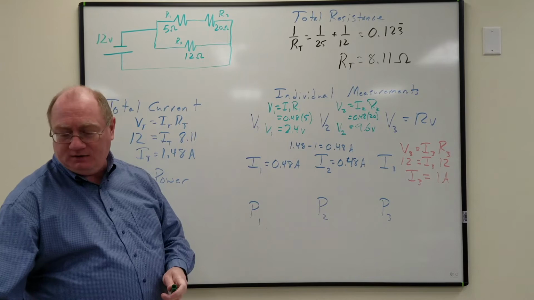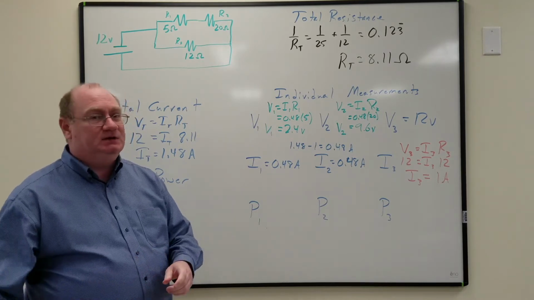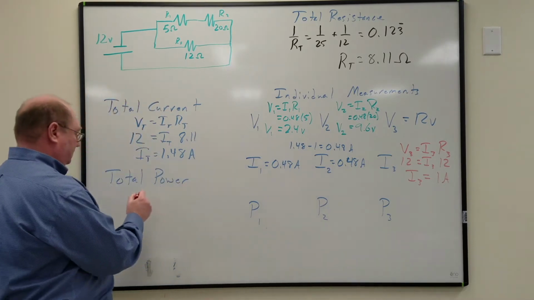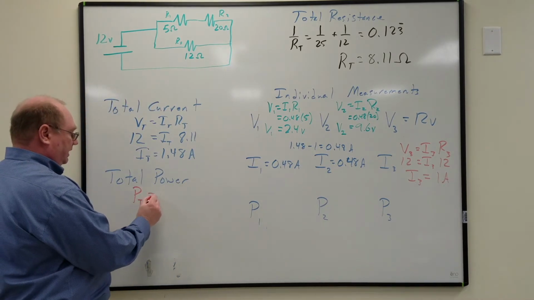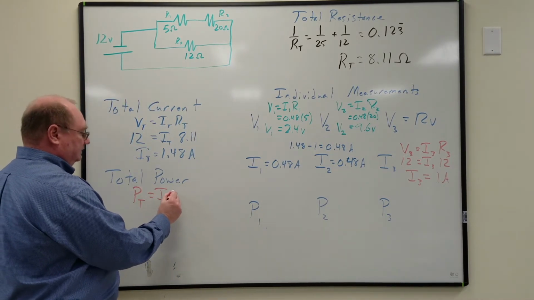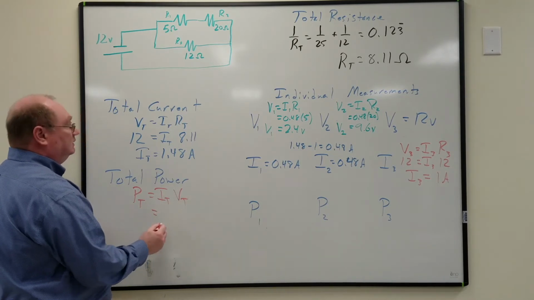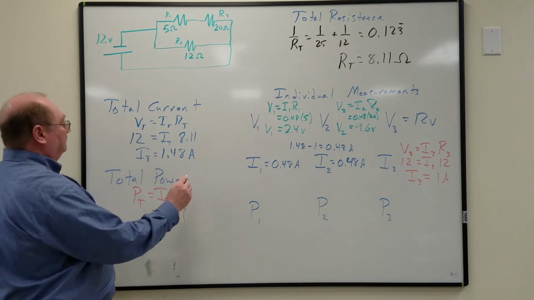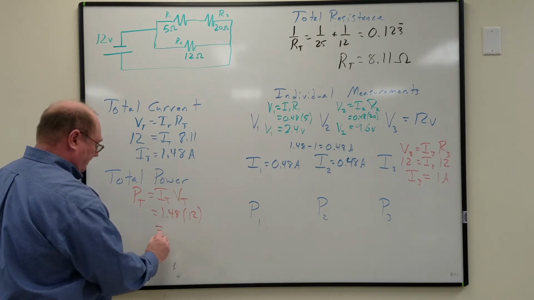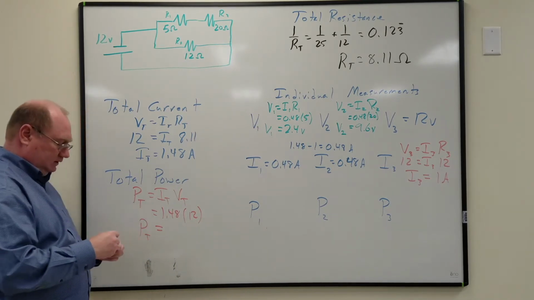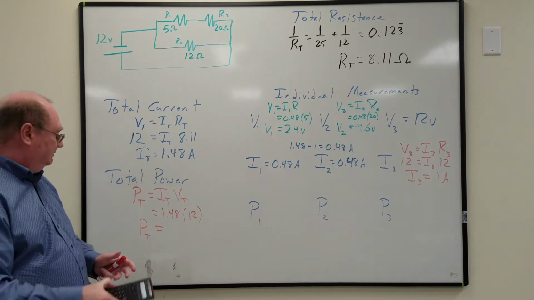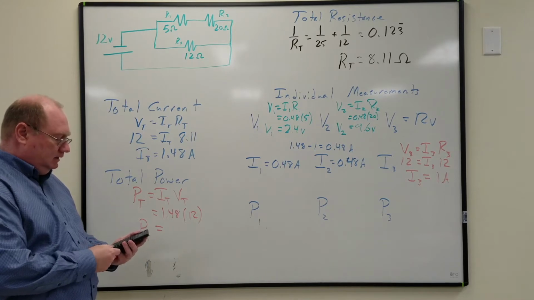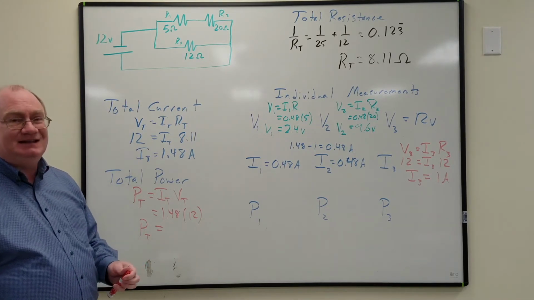Now, to figure out powers, it's just simply using the power equation, P equals IV. So, total power is total current times total voltage. So the total current was 1.48 amps, voltage was 12 volts, and so our total power becomes 17.76 watts.